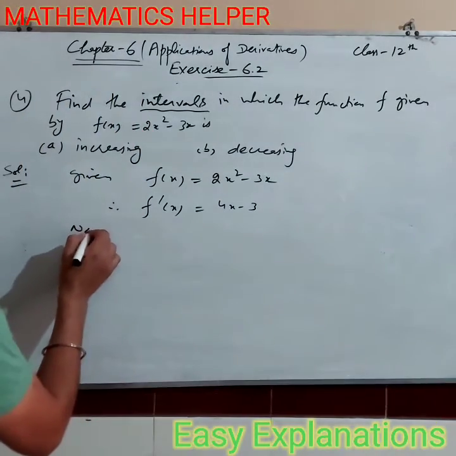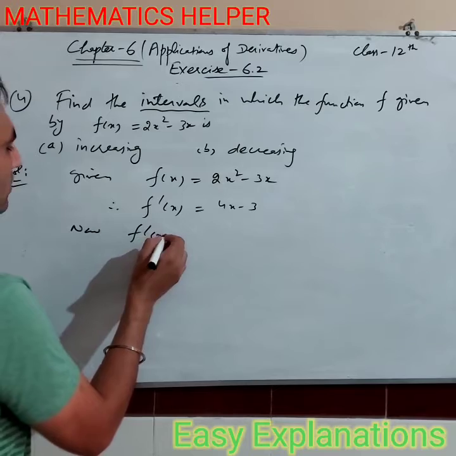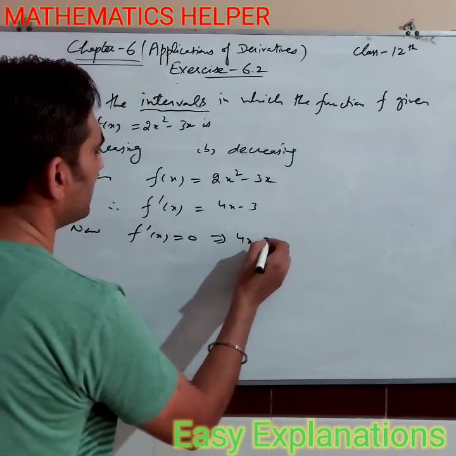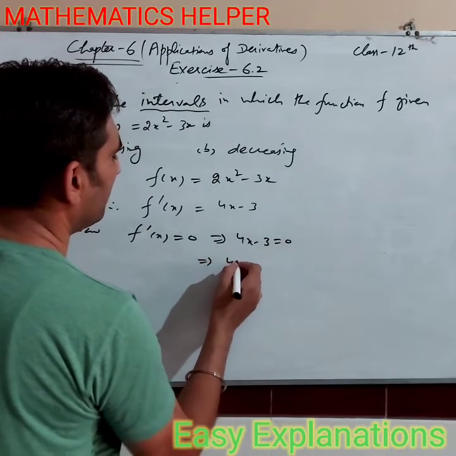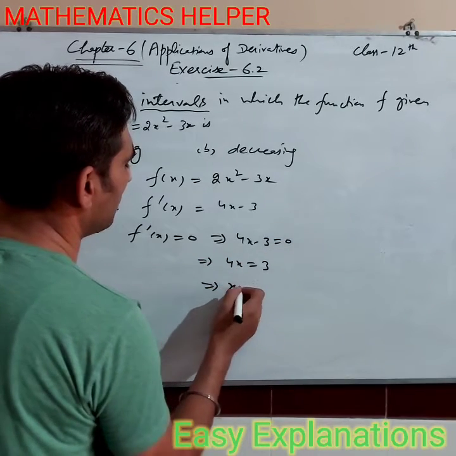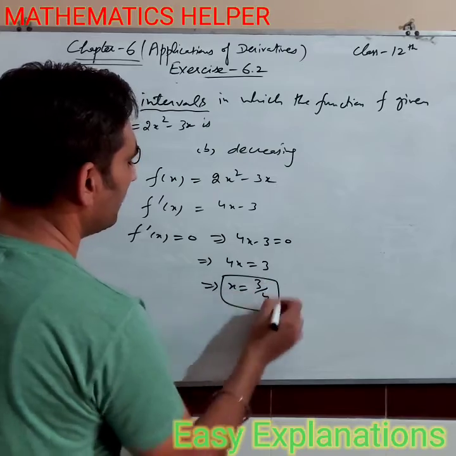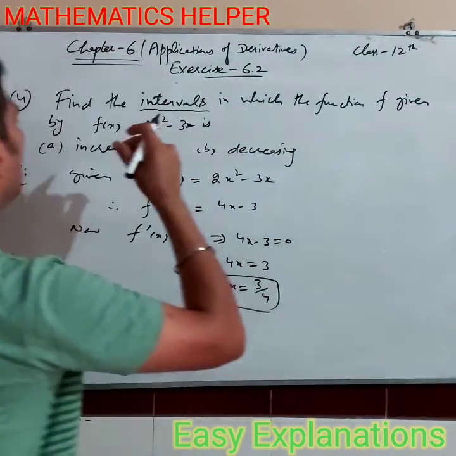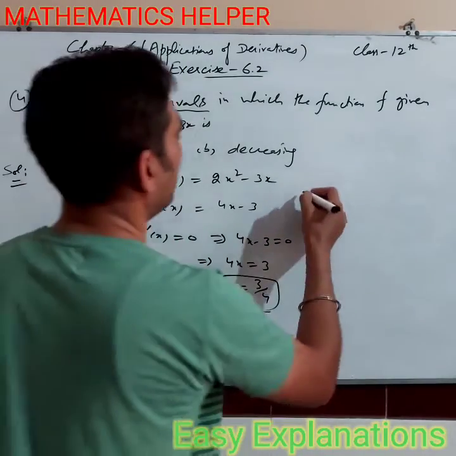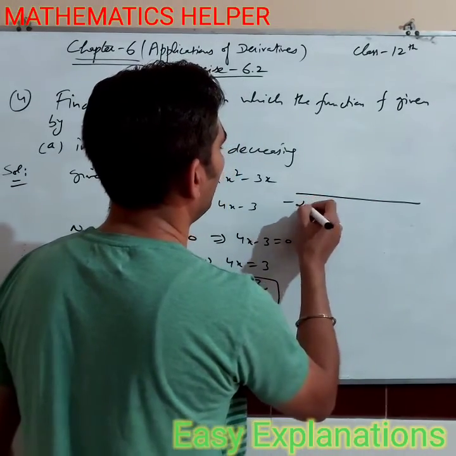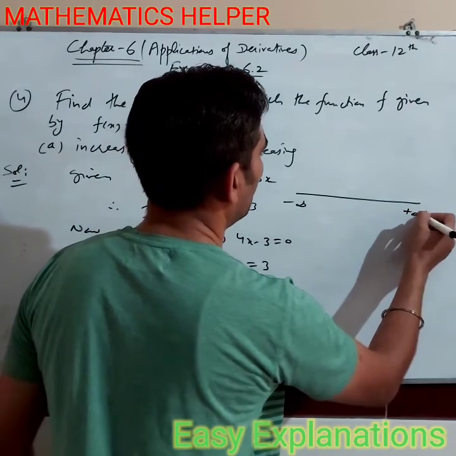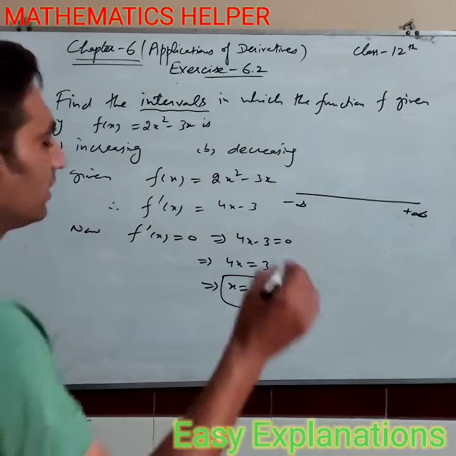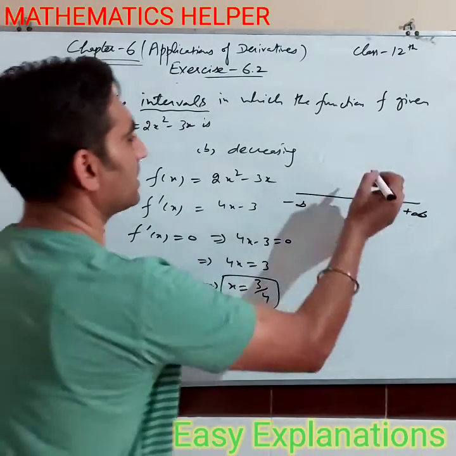So put derivative, now derivative equal to 0. So what is derivative? It implies 4x minus 3 equal to 0, or 4x equal to 3, lastly x equal to 3 over 4. There is no particular type of interval given. If there is no interval given, that means you have the interval of real numbers, that is between minus infinity to plus infinity.